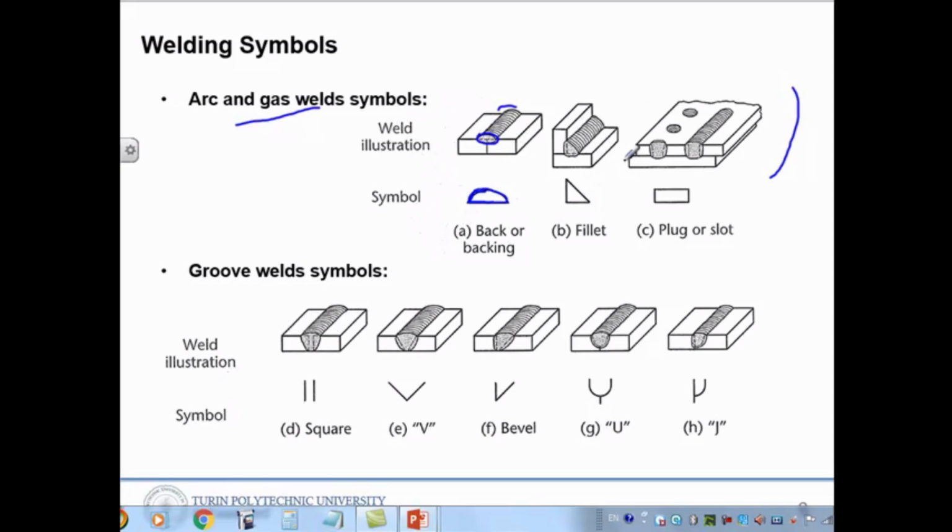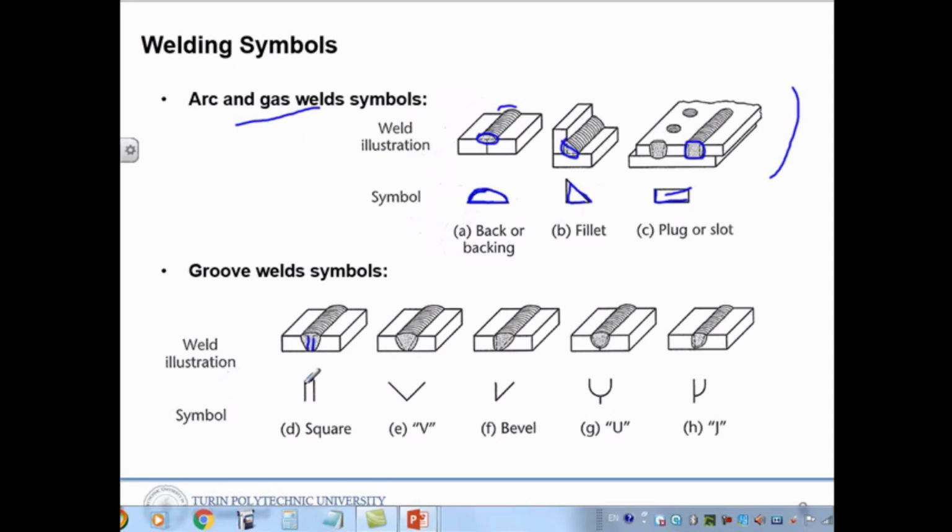Butt joint. And for a T shape or fillet joint, we draw this kind of triangle. And for a plug or slot, if you have a rectangular shape, we need to draw this kind of rectangle. Next, the groove weld symbols. Here you can see that the plates are shown parallel to each other.